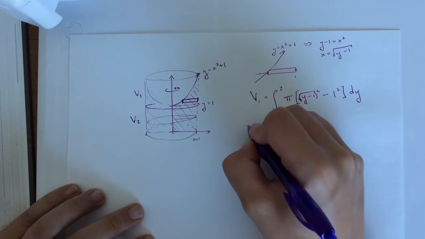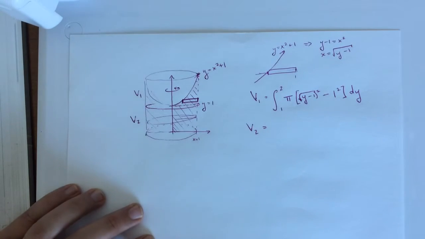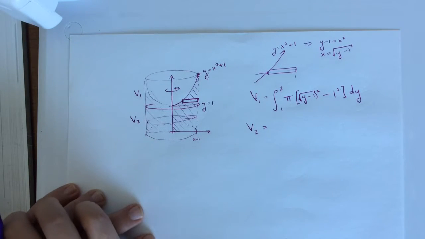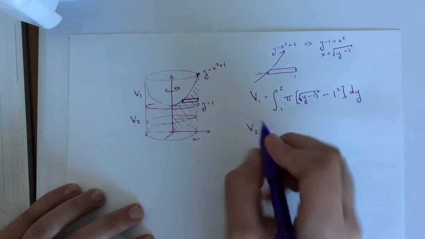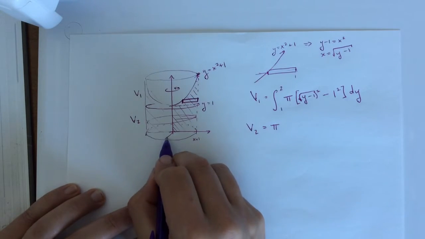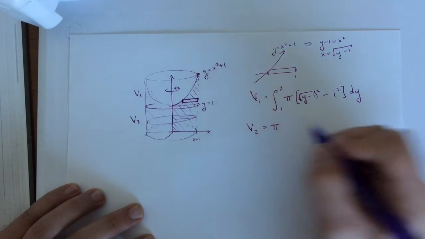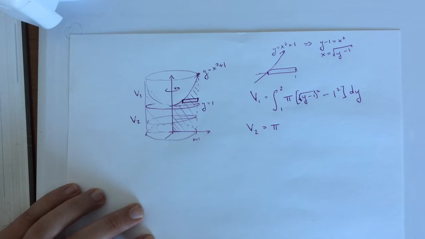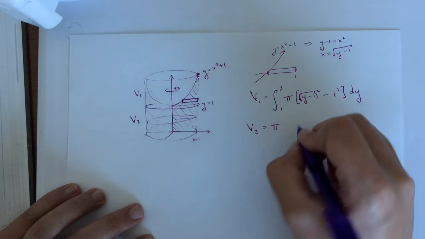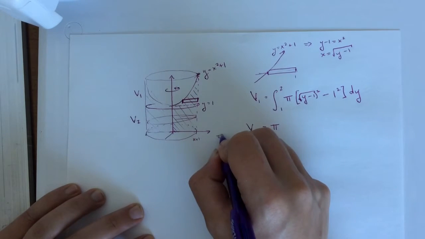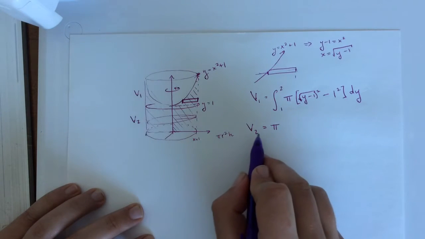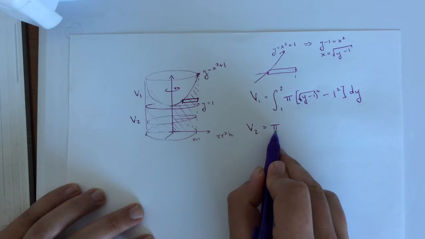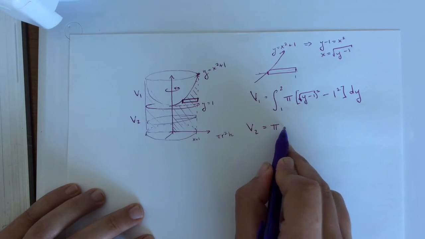And then volume 2 is just an ordinary right cylinder, so I'm not even going to use an integral to compute that volume. I know that the base has an area of pi r squared, which is pi times the radius 1 squared, so it's just pi, and then that's going to be times the height. So using the formula pi r squared h for a right cylinder, I get that the volume 2 is just pi times 1 squared times 1, so it's just pi.